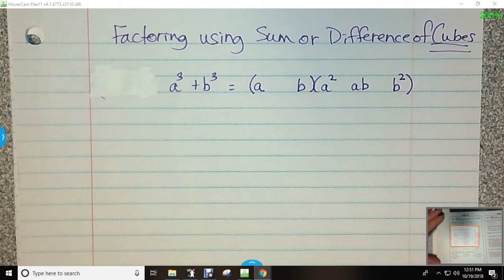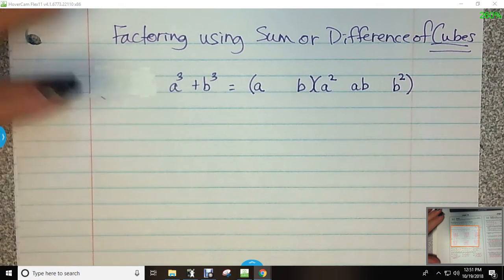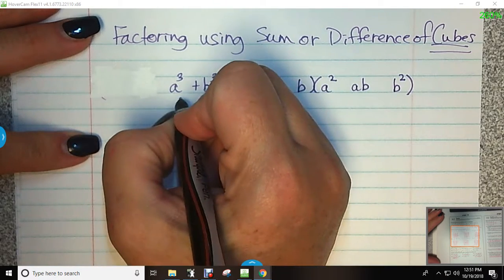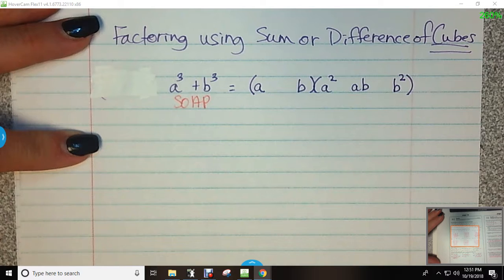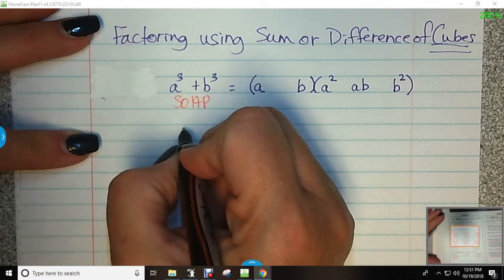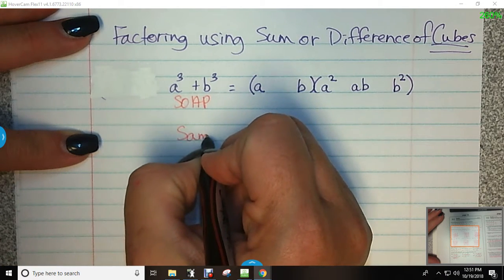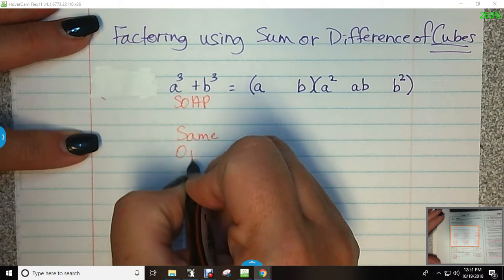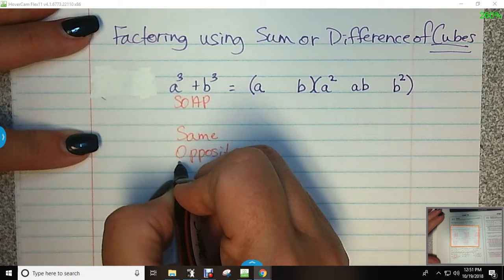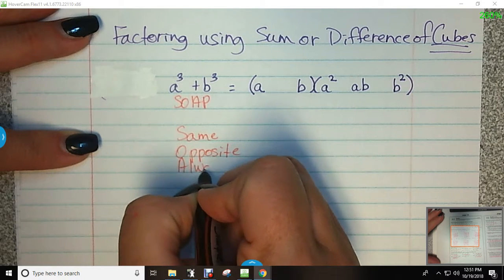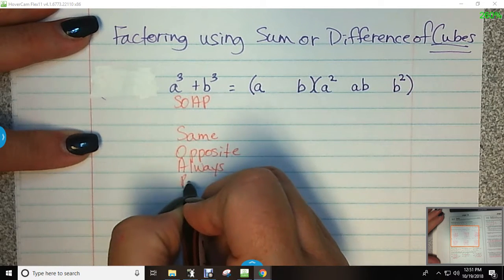Okay, so now we've got to figure out our pluses and minuses. And to do this, we're going to use SOAP. Now, here's what SOAP stands for. S is for same. O is for opposite. And the A and the P is for always positive.